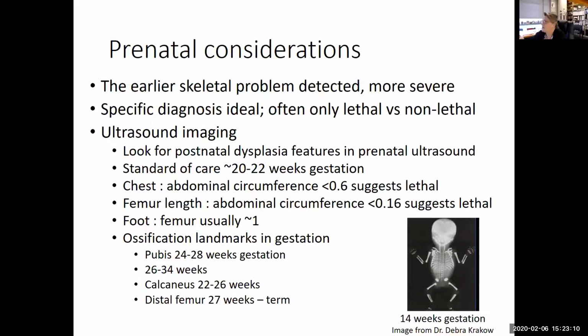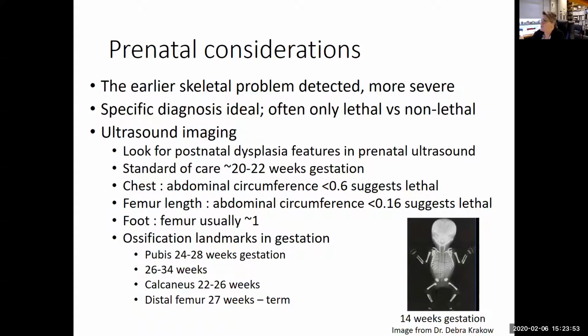Sometimes it isn't possible just by ultrasound imaging to tell what type of dysplasia it actually is, but there are some good measurements that you can utilize here to hone in a little bit better on whether the dysplasia is actually lethal or non-lethal. So in ultrasound imaging, sometimes we're looking for postnatal dysplasia features that we might be able to appreciate on the prenatal side. For example, some of the short rib polydactylies have very hypoplastic, very small scapula. And we've added to our ultrasound protocols here to actually measure and look at the scapula, because sometimes then we can hone in on that group of conditions.